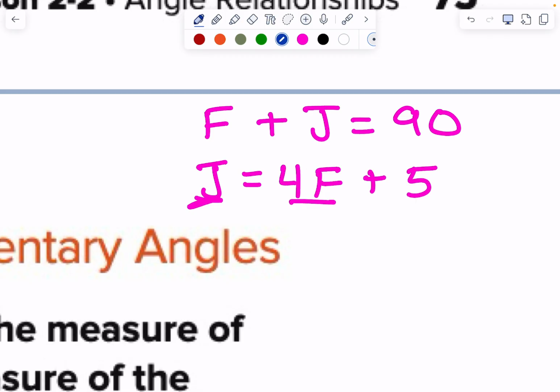Find F. But we don't know what J is. We don't know what J is. Both of these equations involve 2 variables. I have to get them so that I only have 1 variable. So put them together.